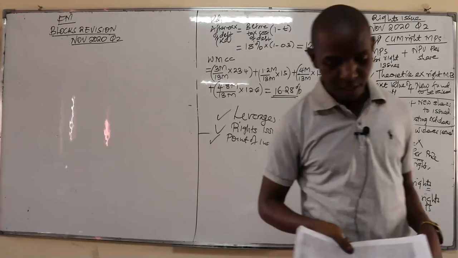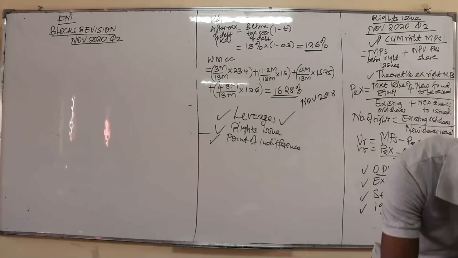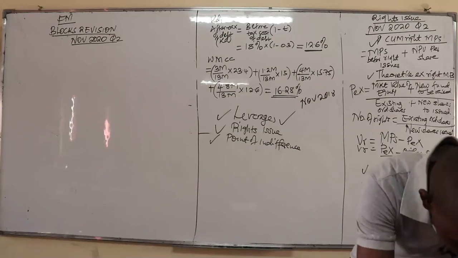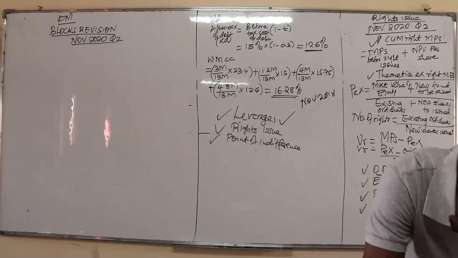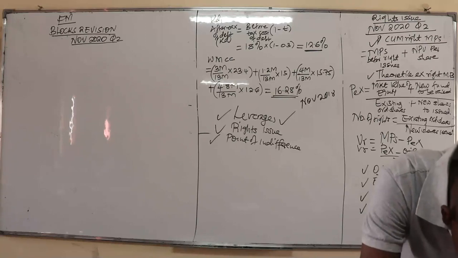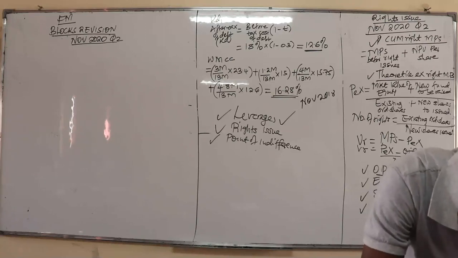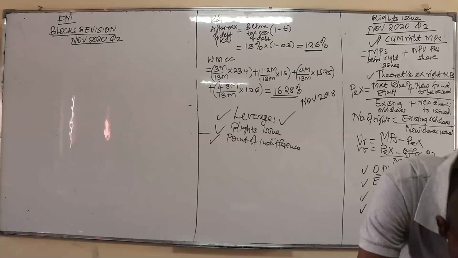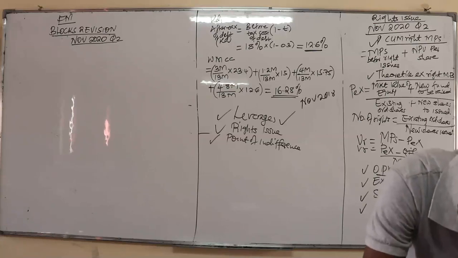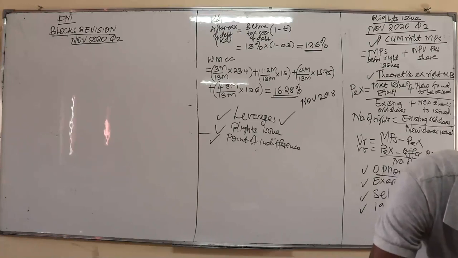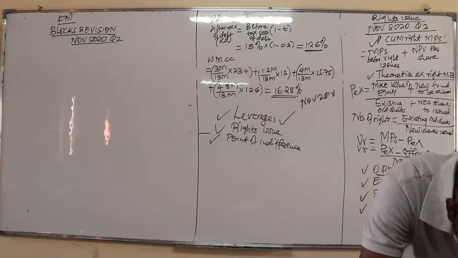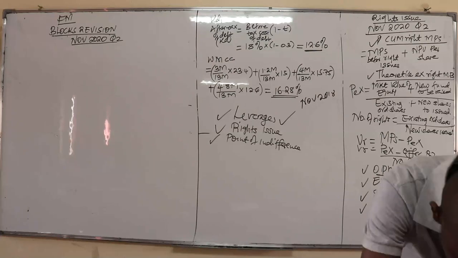November 2020, and that is question number 2A. November 2020, question 2A. Now, Jaribu Limited has been operating in the country for many years, and the directors of the company wish to raise additional capital through the rights issue in order to explore opportunities in the region.